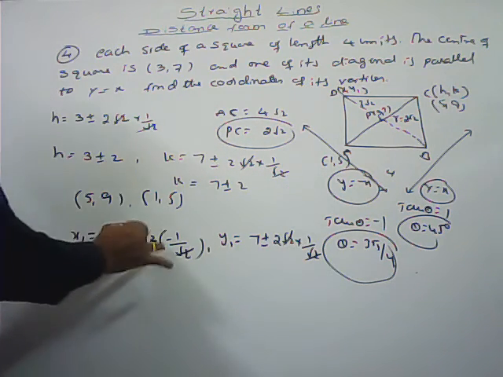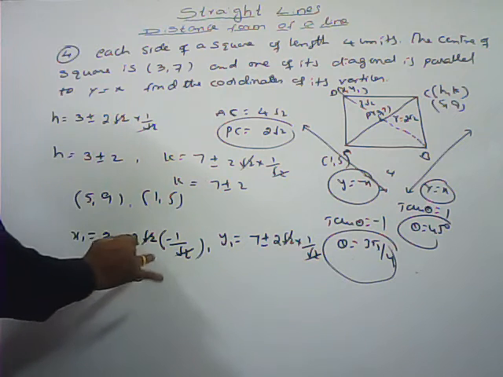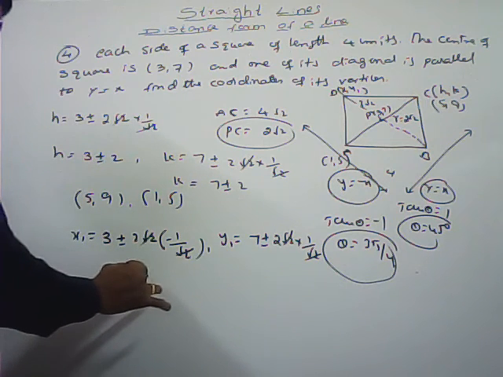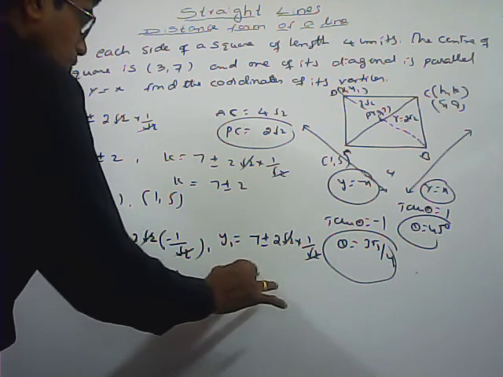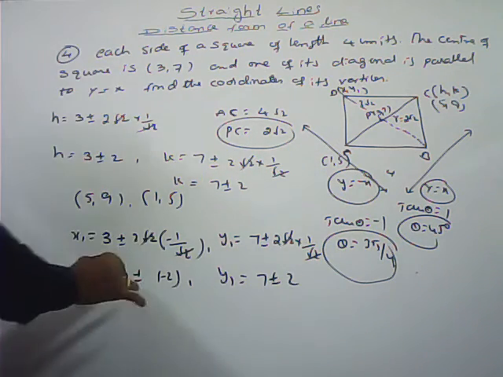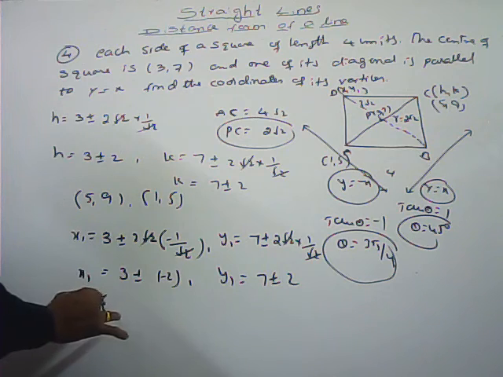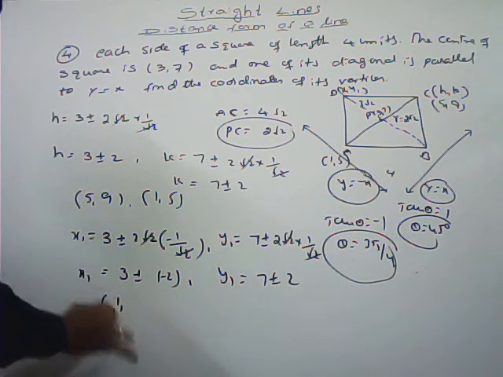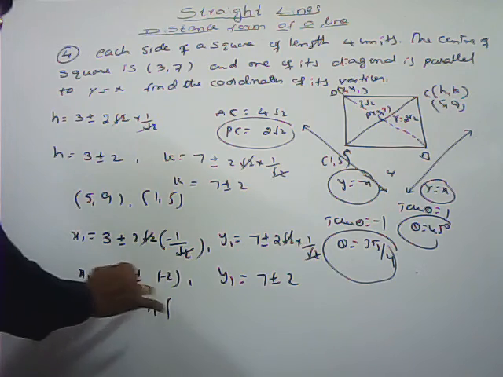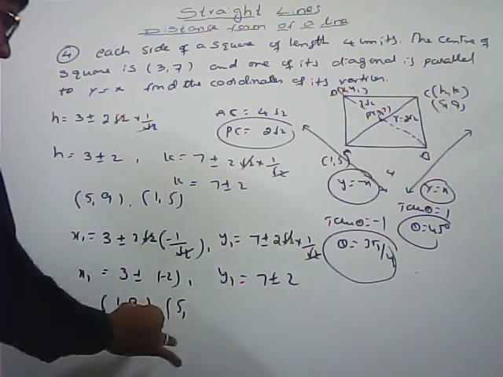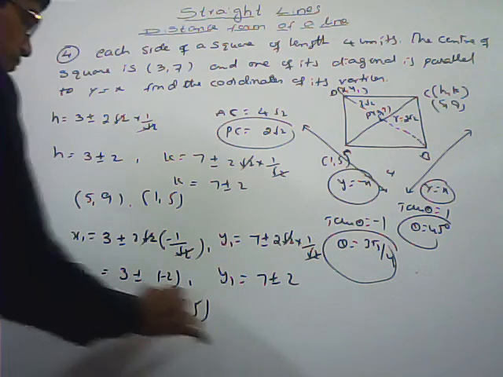Root gets cancelled, here also these two get cancelled. 3 plus or minus 2 we are getting. And here y1 is equal to 7 plus or minus 2. By taking plus here, 3 plus 2 is 5, and here by taking plus, 9. And by taking minus, 3 minus 2, that is 1. By taking minus here, 5.